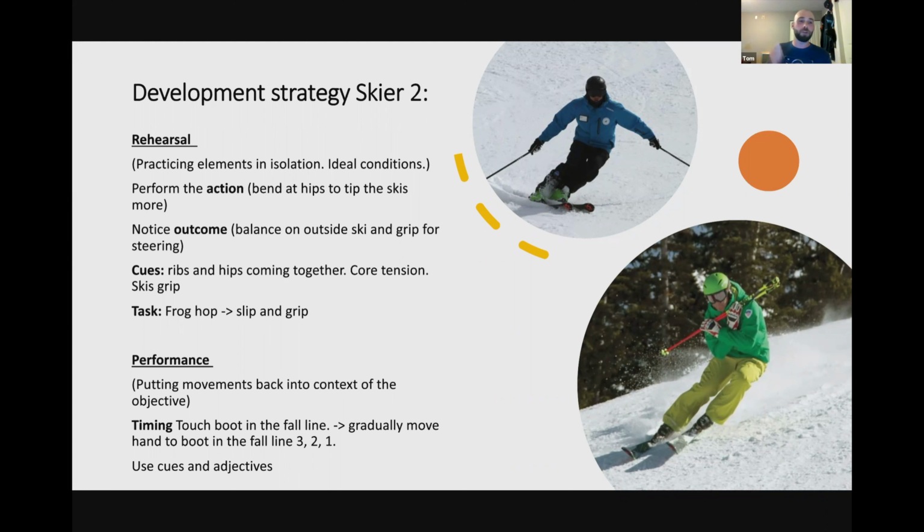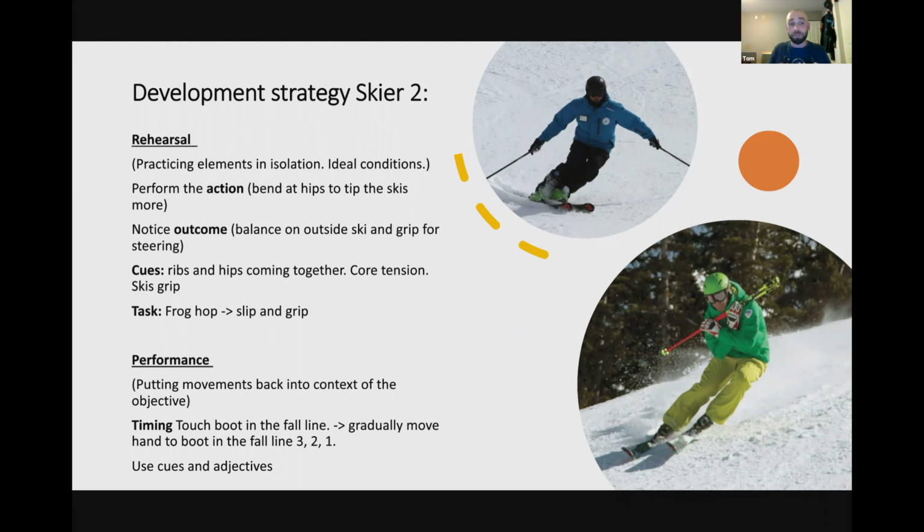So we're just going to focus on making the action. In this case, we're adding some bend at the hip in order to tip the skis and balance on the outside skis. So we're adding some angulation. And this allows us to really connect action and outcome. So we should really notice the balance on the outside ski and the grip. Again, I might like to use the cues, the ribs and the hip coming together and that core tension.